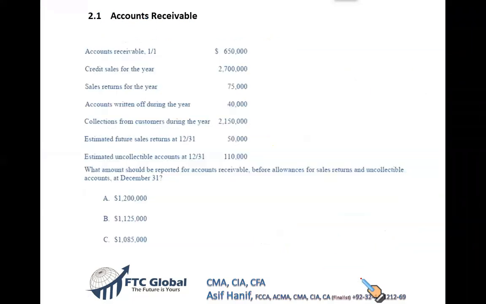Okay, if this is so, let us try this concept in this question. It says this is the opening balance of your accounts receivable. This is the credit sales. This is the sales return for the period, actual sales return. 40,000 accounts receivable written off. This is the collection from customers. Estimated future sales return 50 and estimated uncollectible 110. What amount should be reported for accounts receivable?